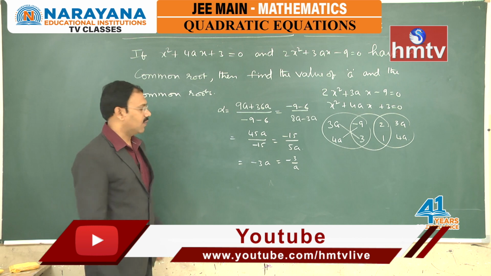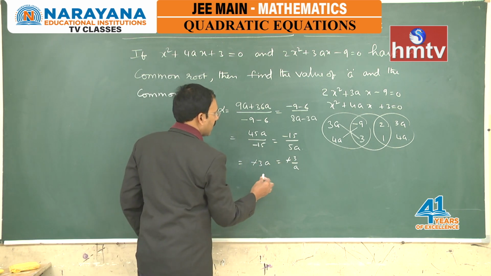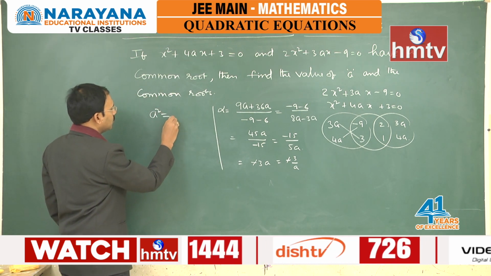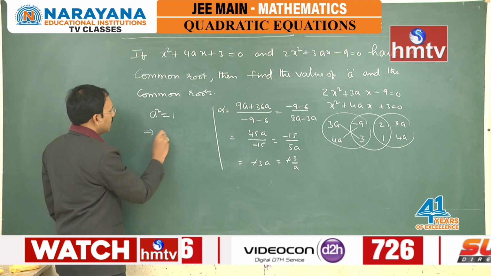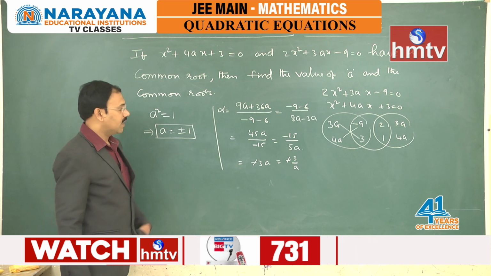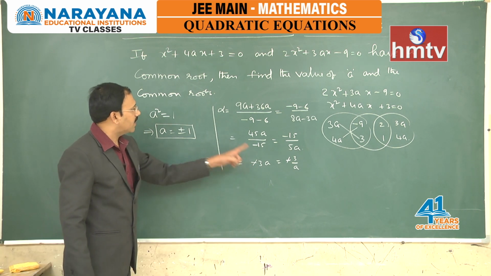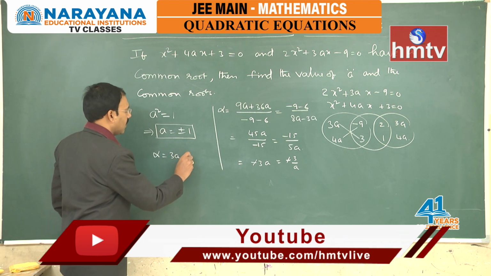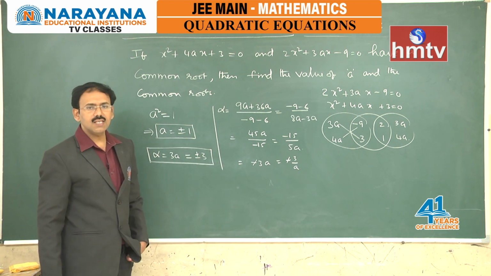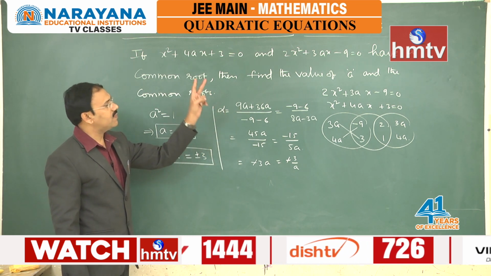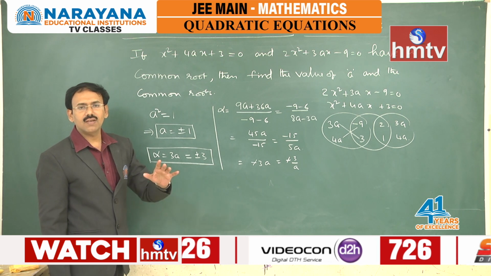Since these two are equal, we can cancel minus, you can say that a square is equal to 1 and hence the value of a is going to be plus or minus 1. Even if a is plus or minus 1, the common root alpha is 3a or 3 by a, which is plus or minus 3. In this way, we can easily find the common root as well as the unknown which is given in two equations having a common root.